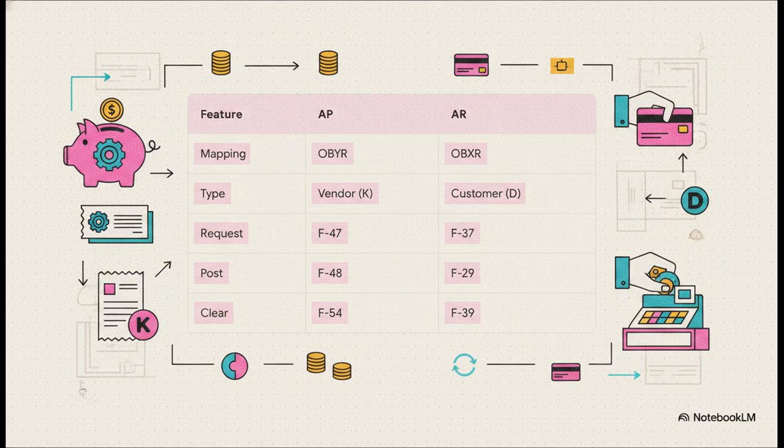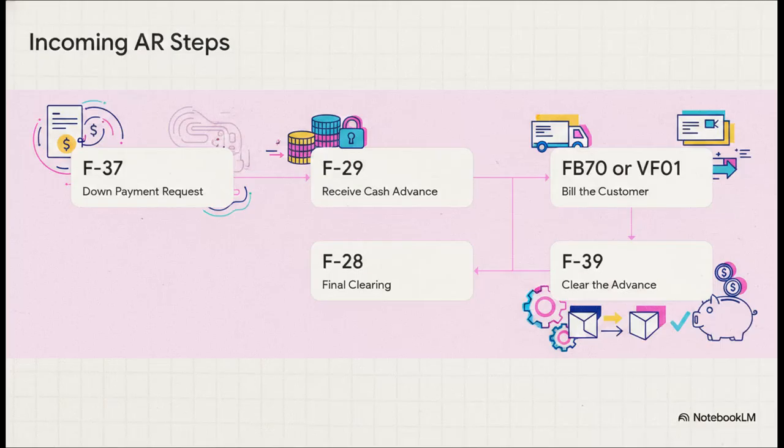So the mapping T-code flips from OBYR to OBXR. The account type changes from K to D. The exact same underlying logic applies, you're just wearing a slightly different set of T-code hats. Because of that mirroring, stepping through the AR flow is a total breeze.